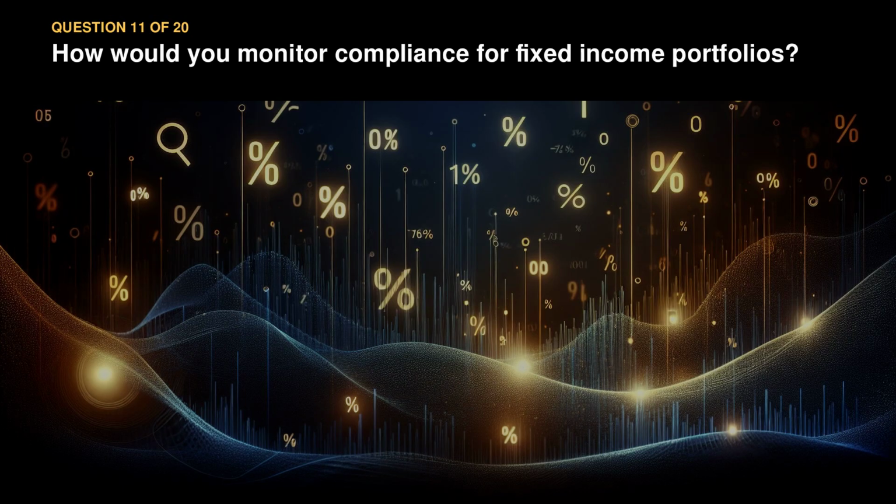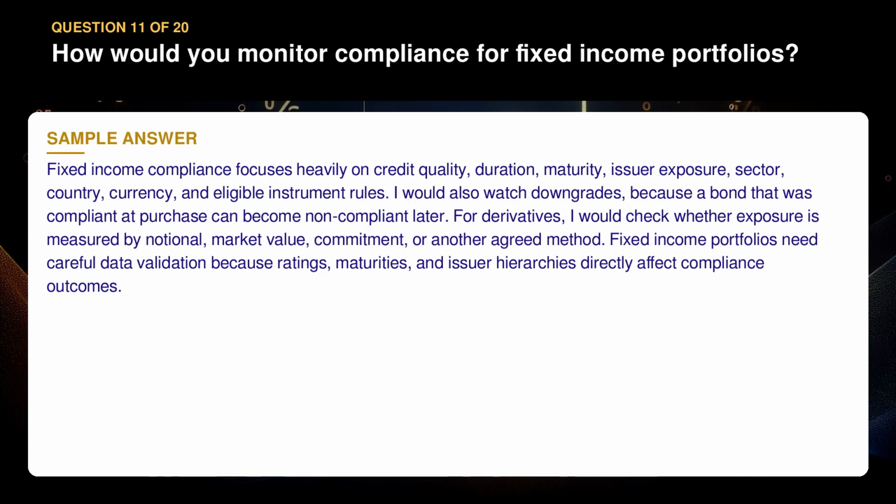Question 11. How would you monitor compliance for fixed income portfolios? Fixed income compliance focuses heavily on credit quality, duration, maturity, issuer exposure, sector, country, currency, and eligible instrument rules. I would also watch downgrades, because a bond that was compliant at purchase can become non-compliant later. For derivatives, I would check whether exposure is measured by notional, market value, commitment, or another agreed method. Fixed income portfolios need careful data validation because ratings, maturities, and issuer hierarchies directly affect compliance outcomes.